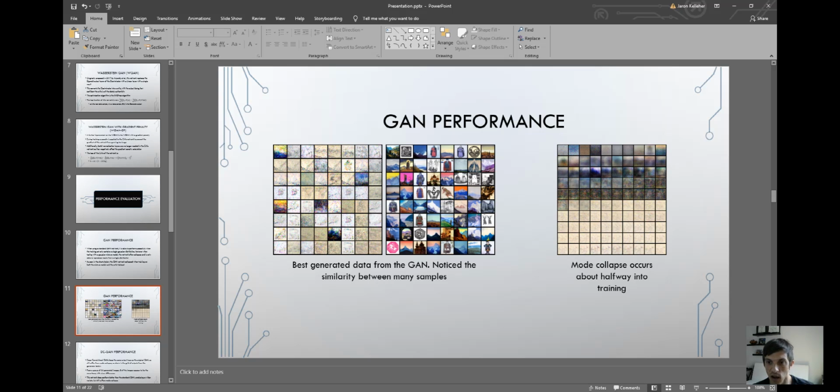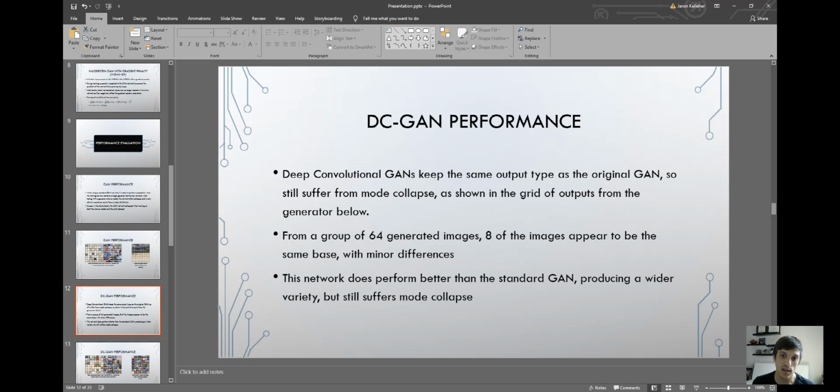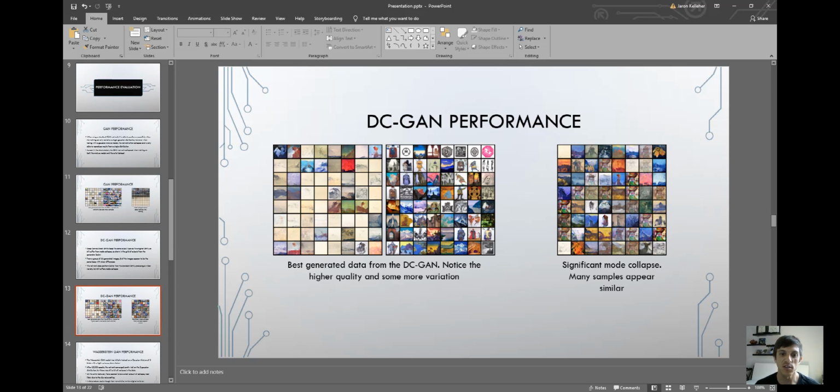On the right-hand side, what I show is the same noise variable sent into the generator over many epochs. You can see about halfway through, the generator really collapsed on one style and never got out of it. So the GAN did not perform very well on this ARTIST dataset. DC-GAN performed a bit better. We'll just move on to slide 13 here.